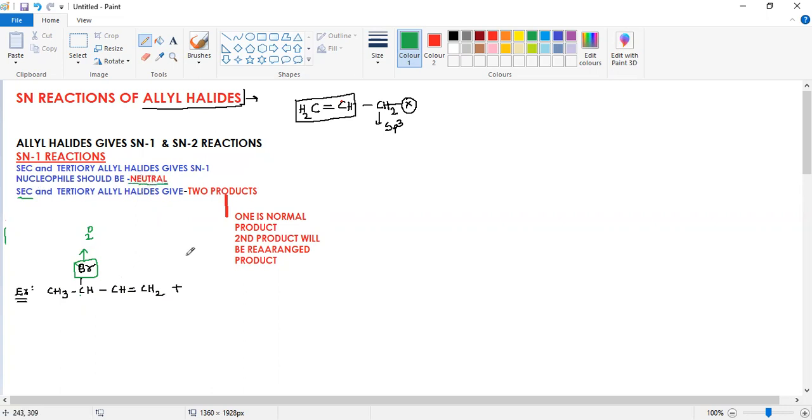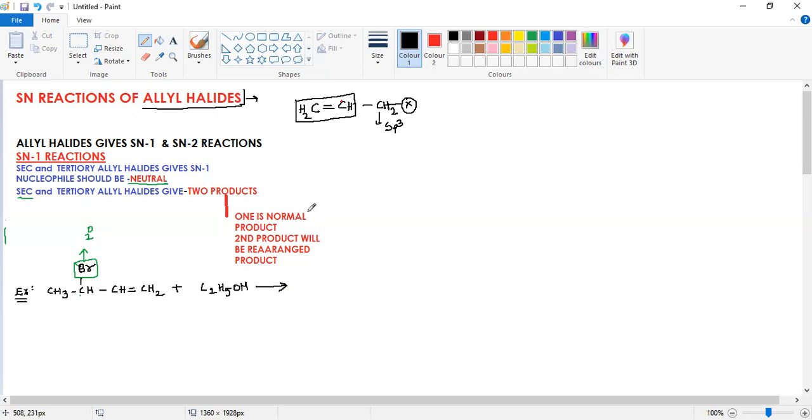The nucleophile should be neutral. Neutral means we can get NaOH or C2H5OH. Here I am getting C2H5OH. This is the neutral nucleophile. Chalo beta, how can you write the product?